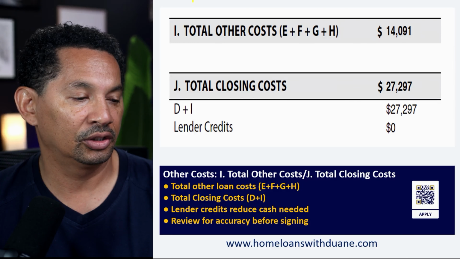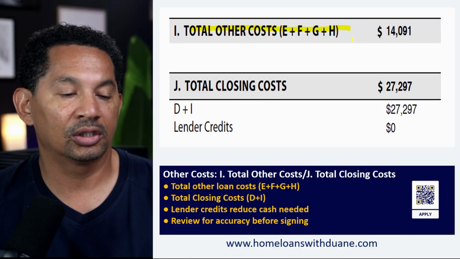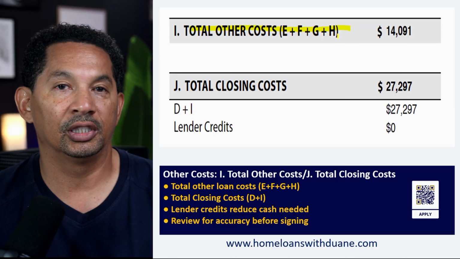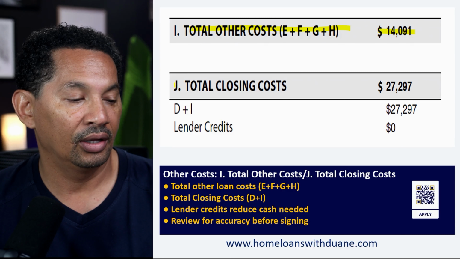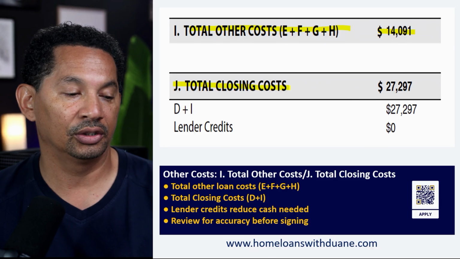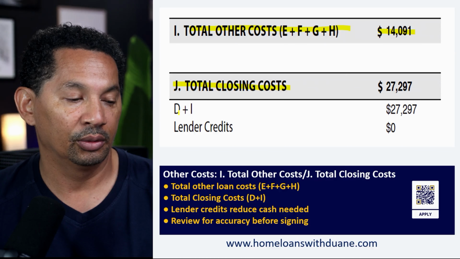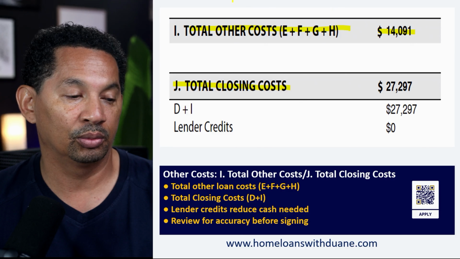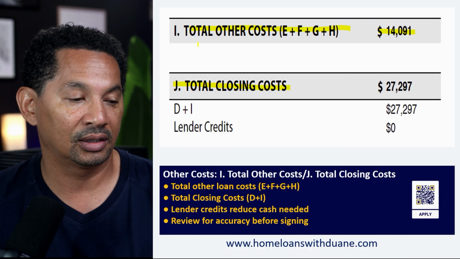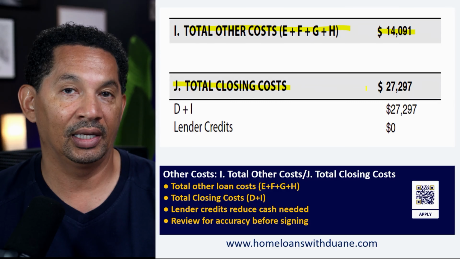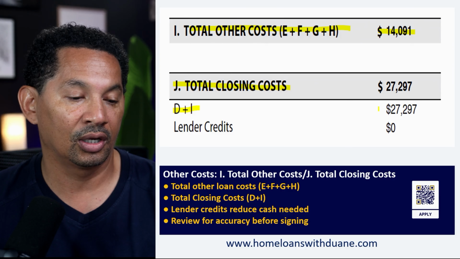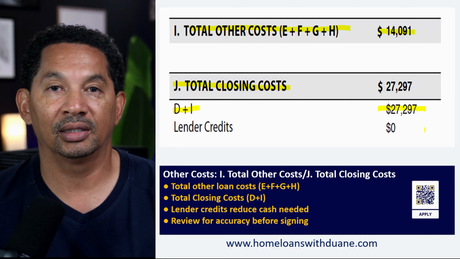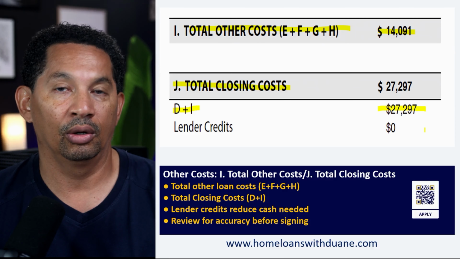On to the next section. Section I is the total cost of everything we went through, E, F, G plus H, and it comes to 14,091. Now this is your total closing cost, because you can see on the previous slide, there was a section D and a section I, which was all of these sections. Again, this is section I, E, F, G, and H is here for I. And then the other one was A, B, and C, which came to D. Both of those together come to 27,297. That's the total of your closing costs.